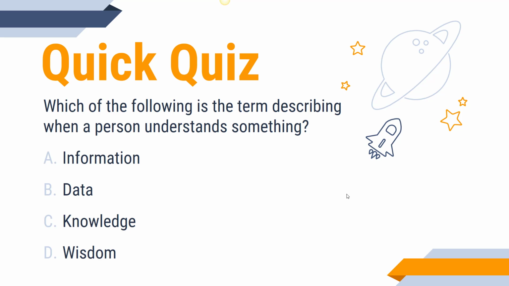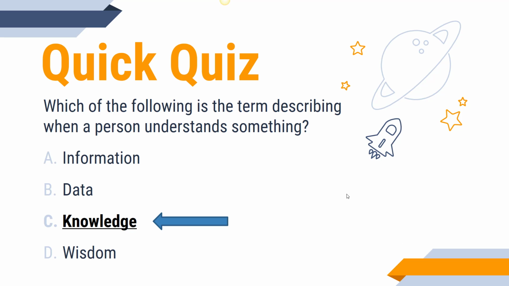Take a few seconds to test yourself. Which of the following is the term described when a person understands something? Is it A, information, B, data, C, knowledge, or D, wisdom? Pause the video if you need time. If you chose knowledge, then you are correct.